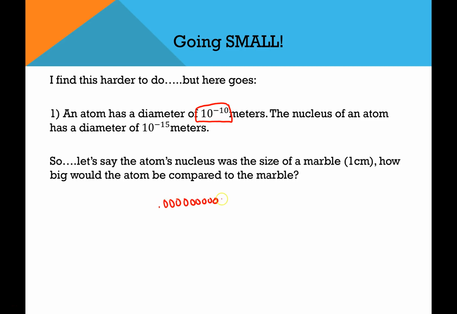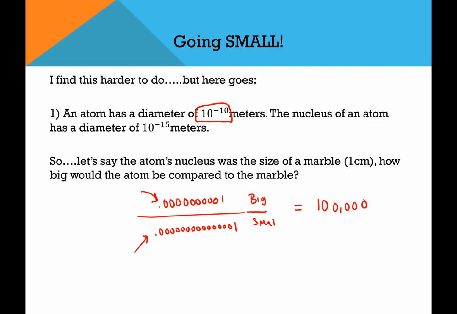0.000000000 and then a 1. All right, and then 10 to the negative 15 would be 0.1, 2, 3, 4, 5, 6, 7, 8, 9, 10, 11, 12, 13, 14, 15. All right, would be that. And so you can see that this number is the bigger number divided by the smaller number. This is the size of the diameter of our atom, and this is the diameter of the nucleus. All right, so dividing these two numbers, let me tell you what I get. I get, and this makes total sense, 100,000.